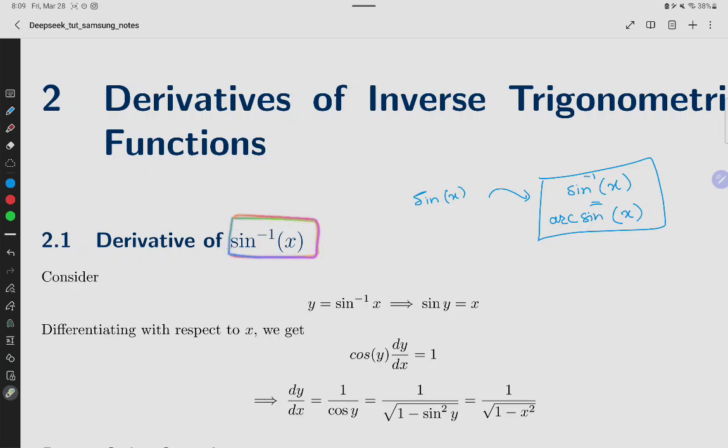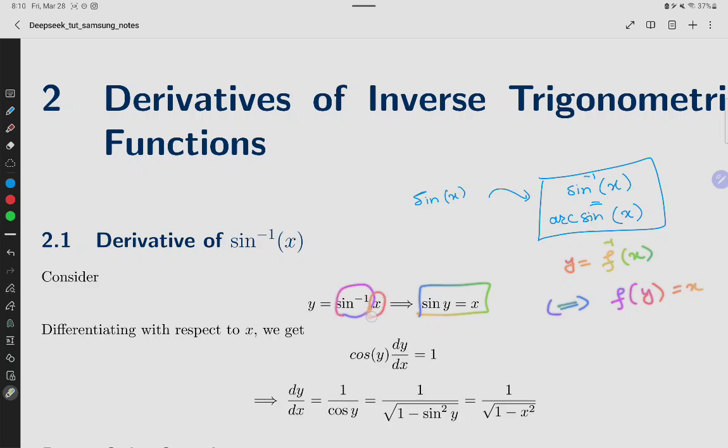Okay, so we need to find the derivative of sine inverse of x. So let's assume that sine inverse of x is equal to y. Now we know that if y is equal to f inverse of some number x, then this is equivalent to f of y is equal to x. So we apply the same formula here. Sine inverse of x is being applied here, and we are getting a y. So it means we will be applying sine on y, and we will be getting x, because they both are inverse functions. So we have sine of y is equal to x.